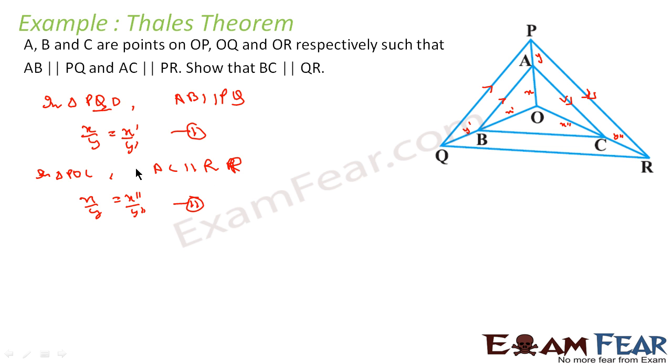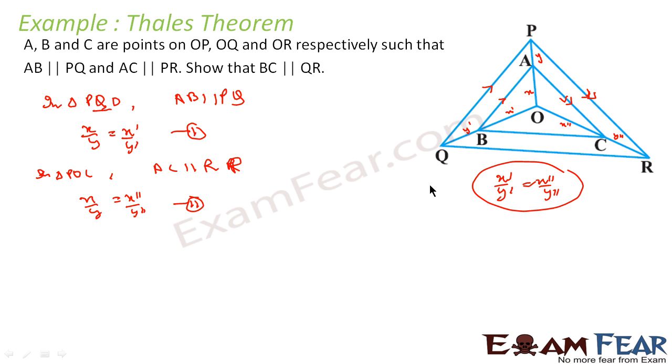So here in these two equations I can see that x dash by y dash is equal to x double dash by y double dash, and that is what I wanted. Because if I want to prove BC is parallel to QR, if I can prove that x dash by y dash is equal to x double dash by y double dash, that's more than enough for me. If we can prove this, this means BC is parallel to QR.